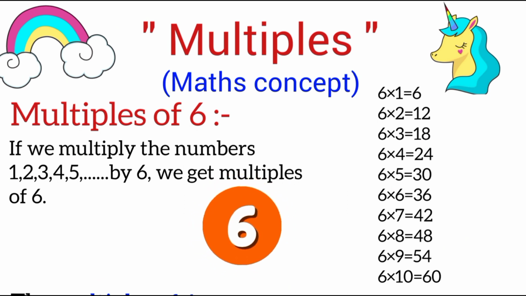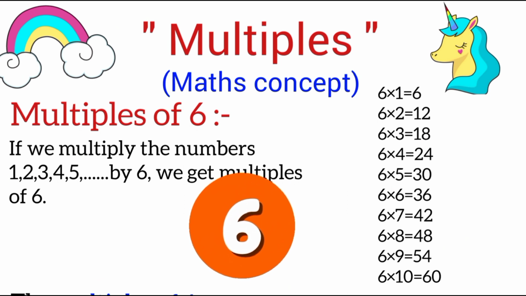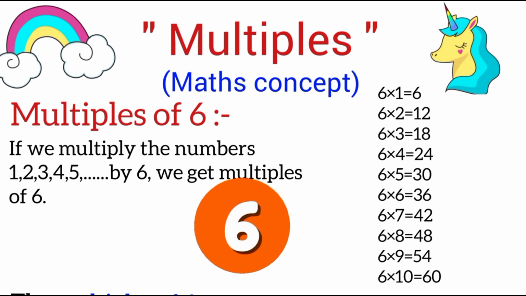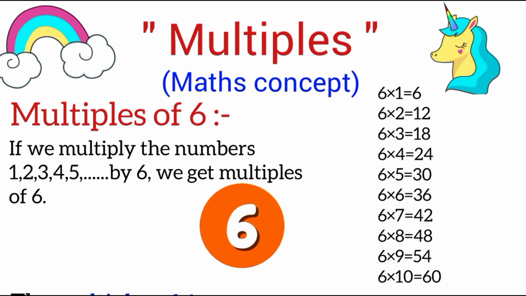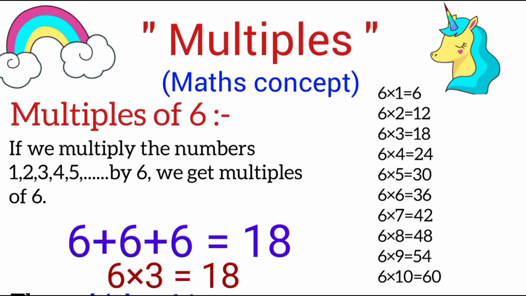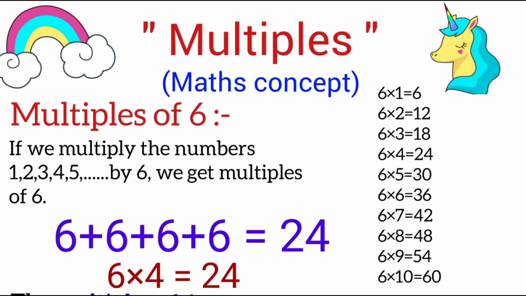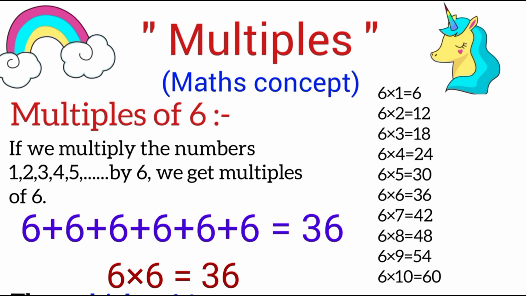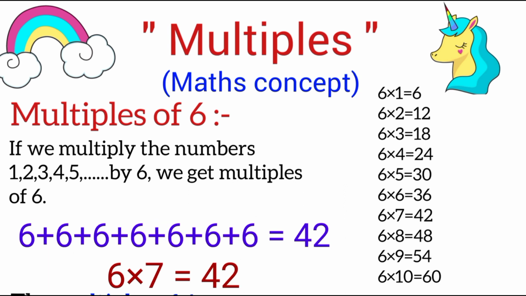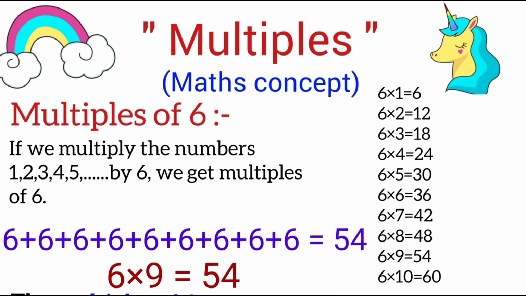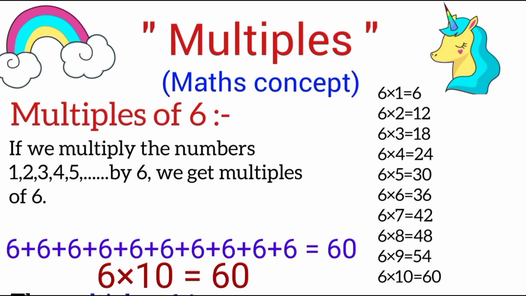Now, let's get into multiples of the number 6. If we multiply the numbers 1, 2, 3, 4, 5 and so on by the number 6, then we get multiples of the number 6. So, let's get started. 6 ones are 6, 6 twos are 12, 6 threes are 18, 6 fours are 24, 6 fives are 30, 6 sixes are 36, 6 sevens are 42, 6 eights are 48, 6 nines are 54, and 6 tens are 60.